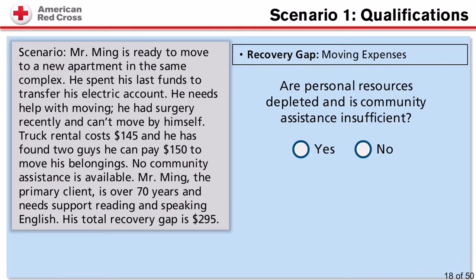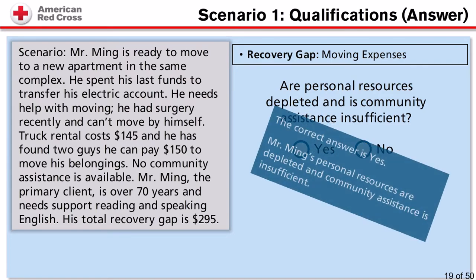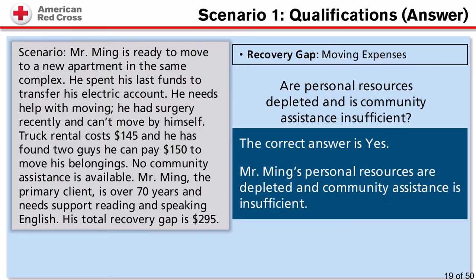Are personal resources depleted and is community assistance insufficient? Yes or no? The correct answer is yes. Mr. Ming's personal resources are depleted and community assistance is insufficient.